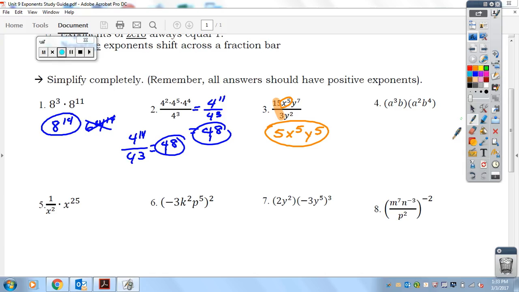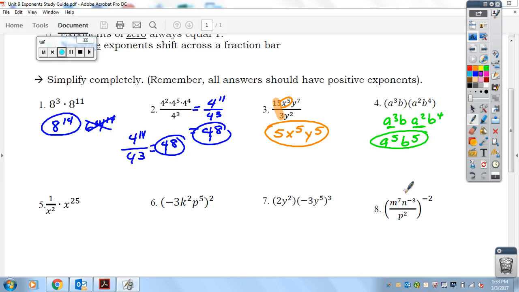For number 4, there are no powers on the outside, so I'm going to follow order of operations. Nothing to do inside, nothing to do inside. I'm simply multiplying these two. I don't even really need the parentheses: a squared b to the 4th. A squared times a, sorry, this is cubed. A cubed times a squared is a to the 5th. And b times b to the 4th is b to the 5th. Remember, when you're multiplying, you're adding.